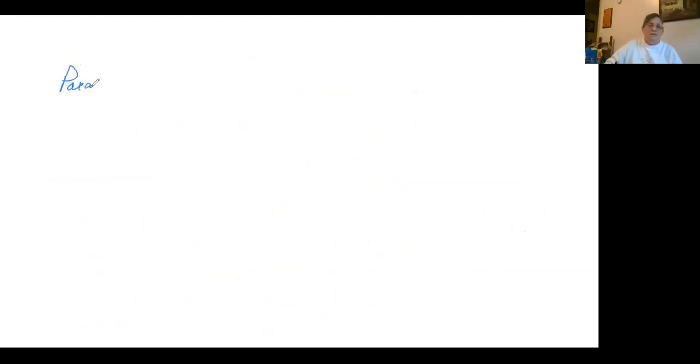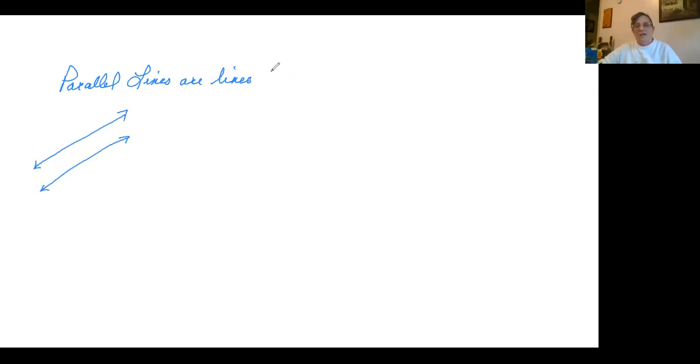Let's do a little bit different topic here. Parallel lines. Parallel lines are lines that never cross. They go through life with the same slant all the way, so they have the same slope.